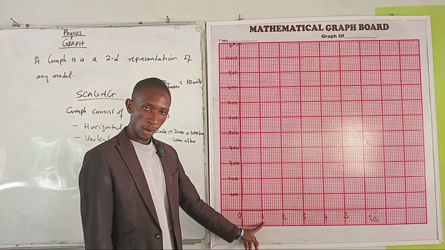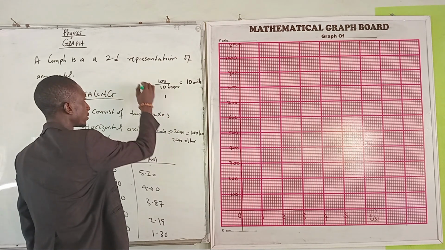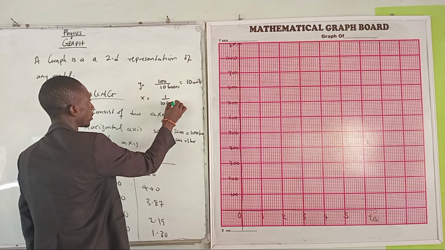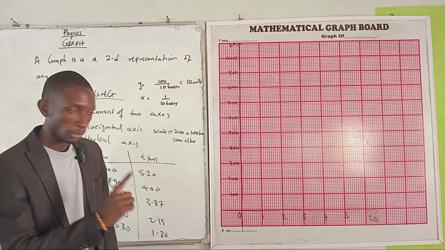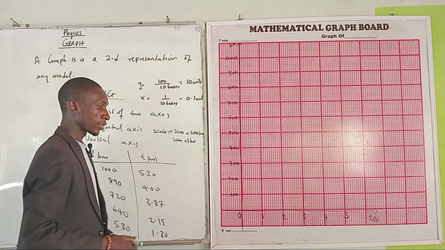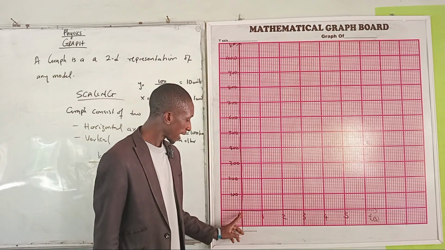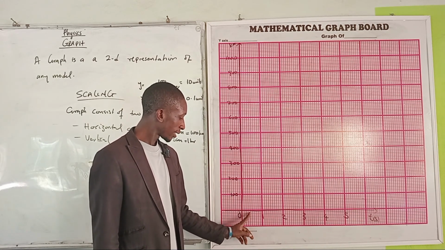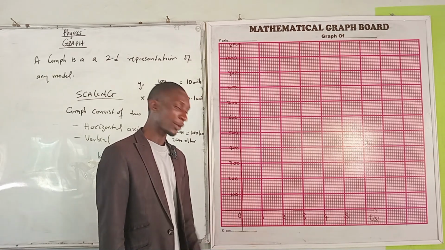What is here? 1. Between 0 and 1, how many boxes? 10 boxes. This is for y. For x, 1 divided by 10 boxes. So let's check. 1 all upon 10 gives us 0.1 units. So each of these boxes is equal to 0.1. If here is 0, the first box is 0.1, second box 0.2, 0.3, 0.4, 0.5, 0.6, 0.7, 0.8, 0.9, 1.0. It makes sense.